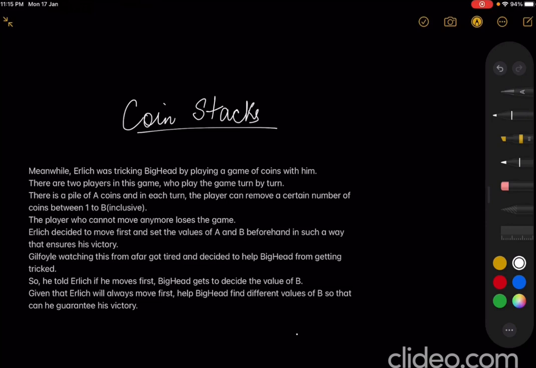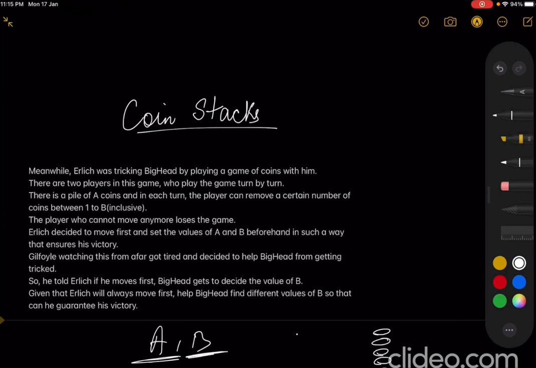There are two players in this game who play turn by turn. There is a pile of A coins and in each turn the player can remove a certain number of coins between 1 and B. So basically there are two players, and there is some pile of coins. In each turn the player can remove a certain number of coins between 1 and B. So there is a pile of A coins, and from that pile the player can remove any number of coins between 1 and B.